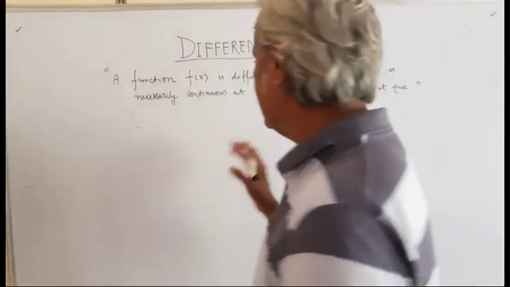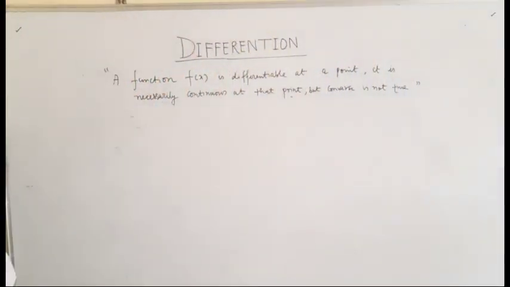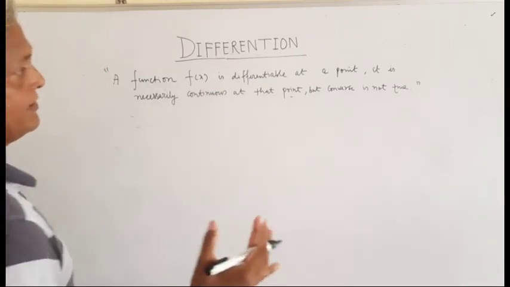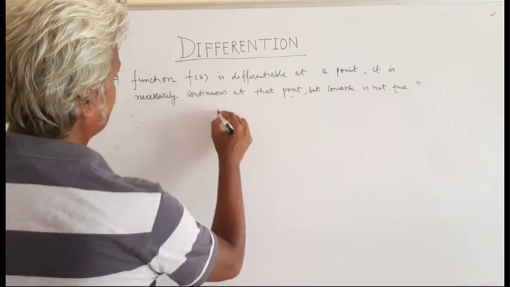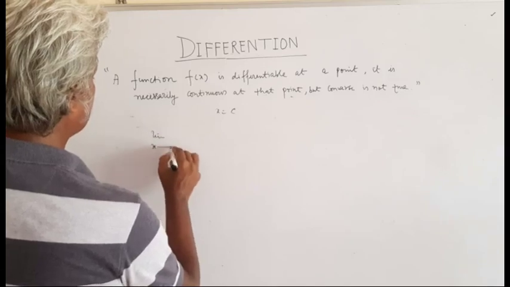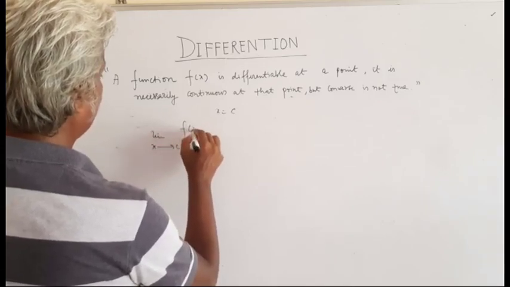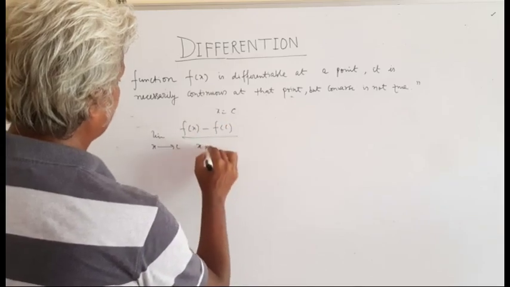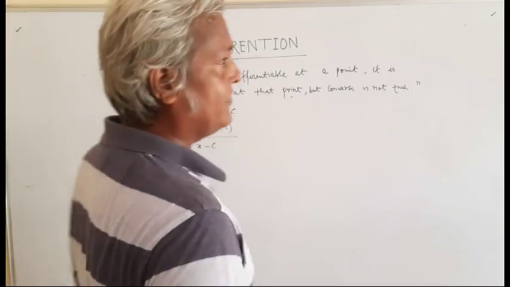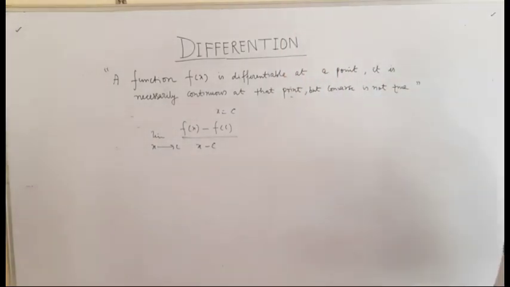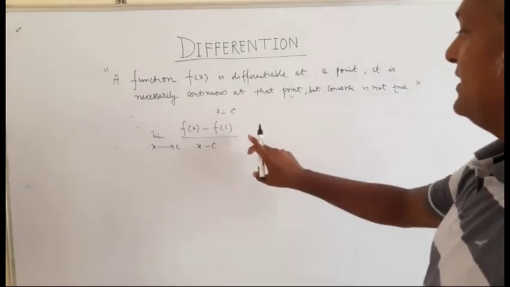This always goes like this. So how to prove this statement? Suppose I have a function, and just like the previous definitions, I take the value at x equal to c. Then we find the limit as x tends to c of (f(x) minus f(c)) over (x minus c), and this should be a finite quantity, or this limit should exist finitely, so it should have a finite value.